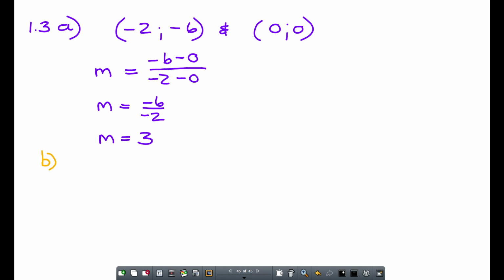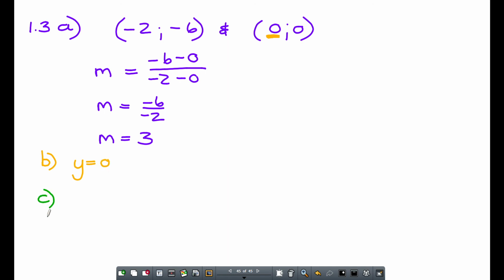Okay. B says, what is the intercept of the line? Yes? 0. Okay, because the y-intercept is where x is 0. Do you guys agree? Look at my coordinates given. Where's x 0? Do you see that? So it means that the y-intercept would be 0. So y is equal to 0.